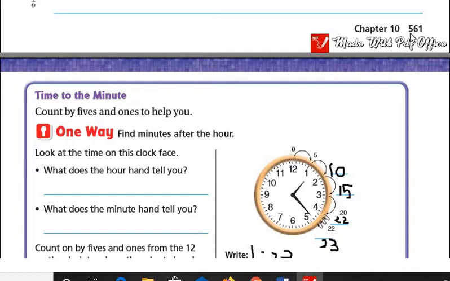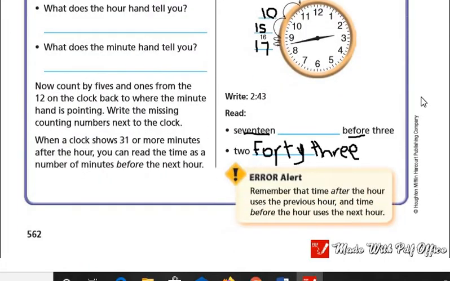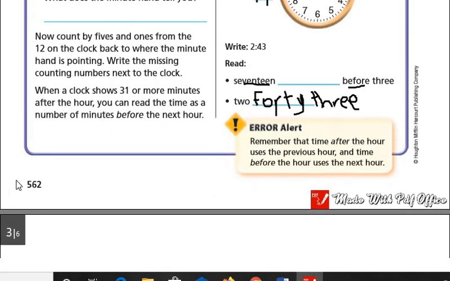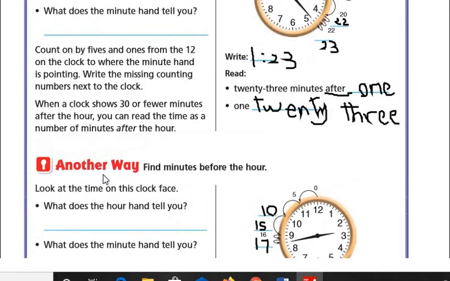Sorry, so we are working on page 561 in your book. So now we will go to the next page, which is 562.